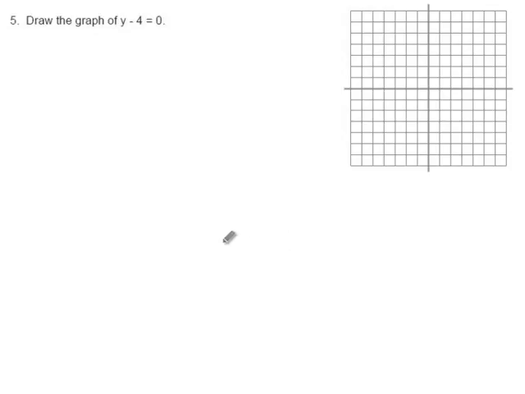Draw the graph of y minus 4 equals 0. This is a request like several others we've taken care of recently, except this equation is a little unusual. Y minus 4 equals 0.